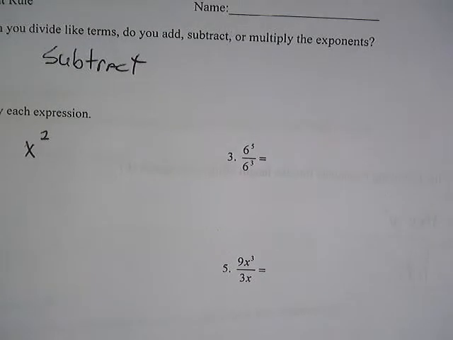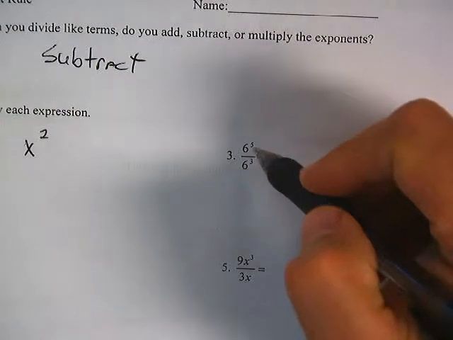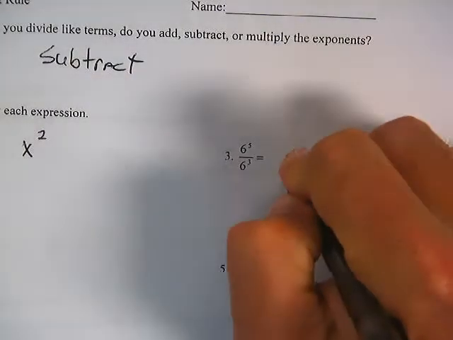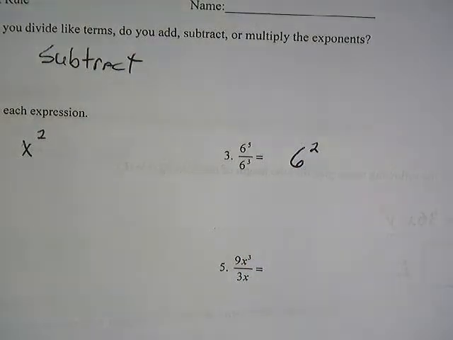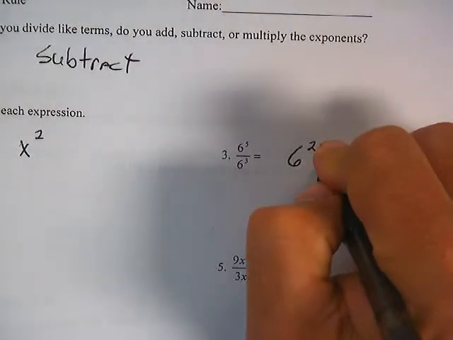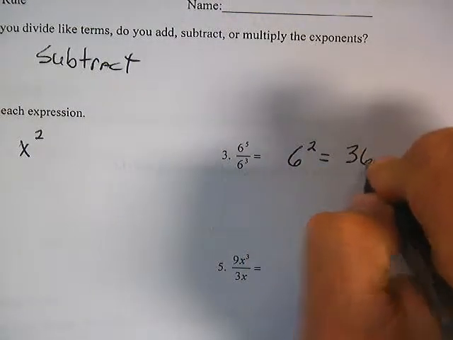Okay. Now, what's the like base on number 3? Okay. 6. Where's the 6 larger? On top or on bottom? On top. Okay. 5 minus 3 is what? 6 squared. Now, can we take that further? Yes. What is 6 squared? 36. 6 times 6 is 36. I heard somebody say 12.